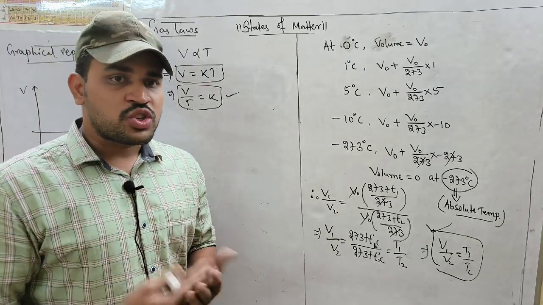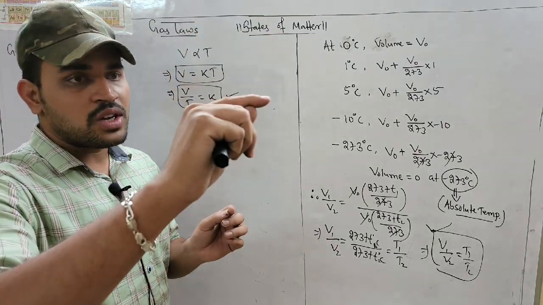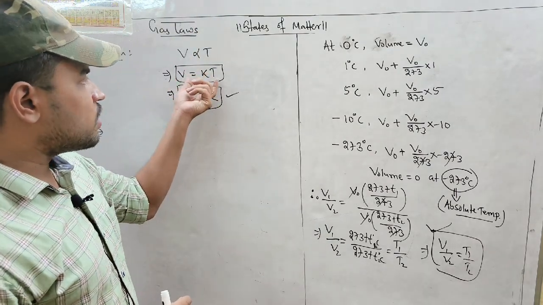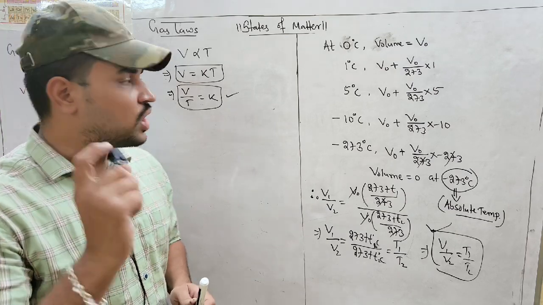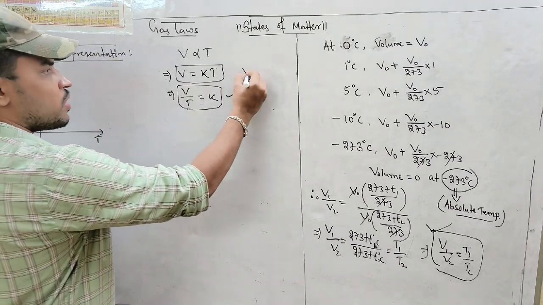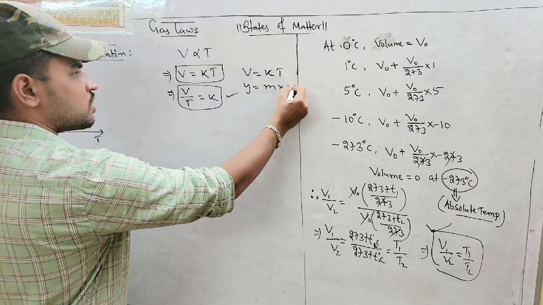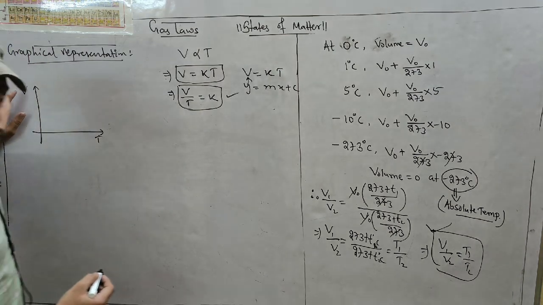Whether it is going to be a straight line, it has to start from the origin, or it has to start from some point on the y-axis. That one we can understand by comparing it with y is equal to mx plus c, that is the straight line equation. We can compare V is equal to kT with y is equal to mx plus c. As we know, on the y-axis, volume is there.